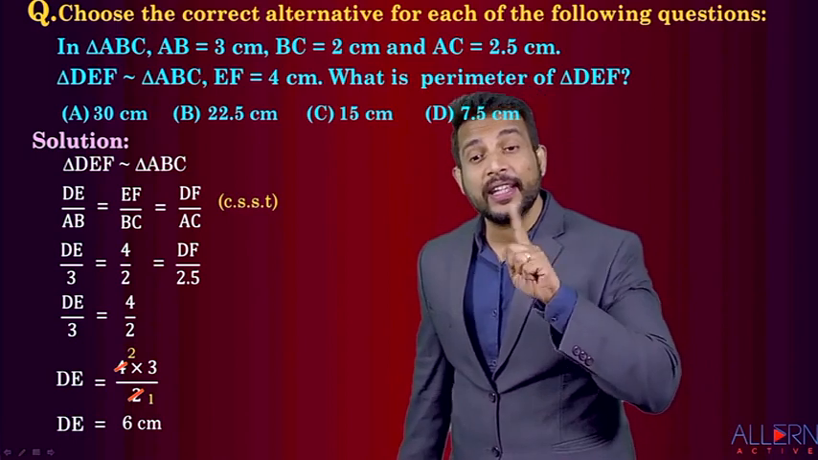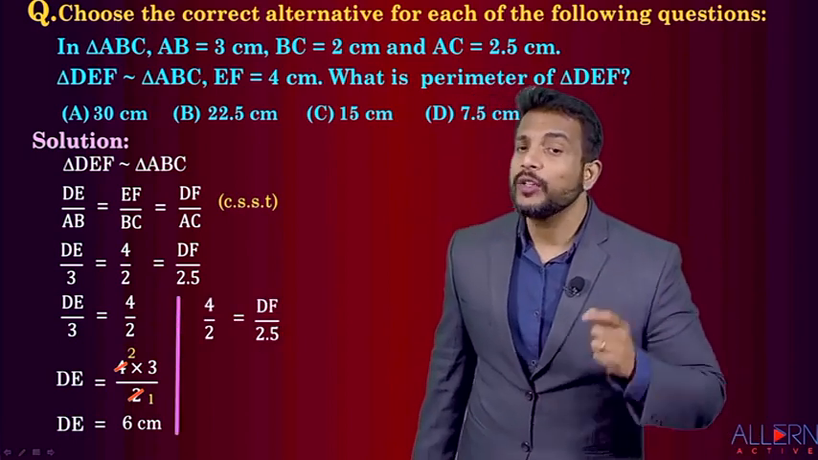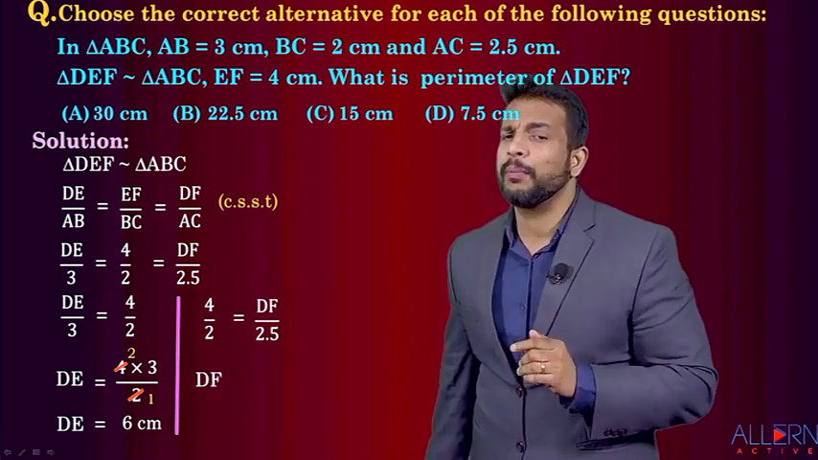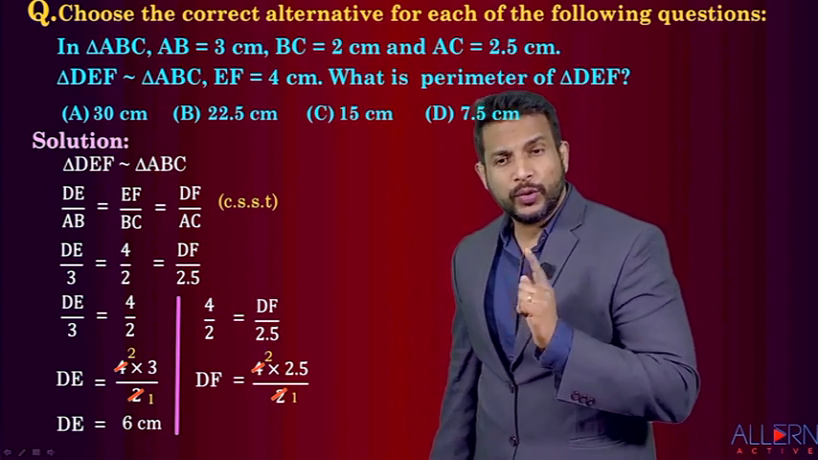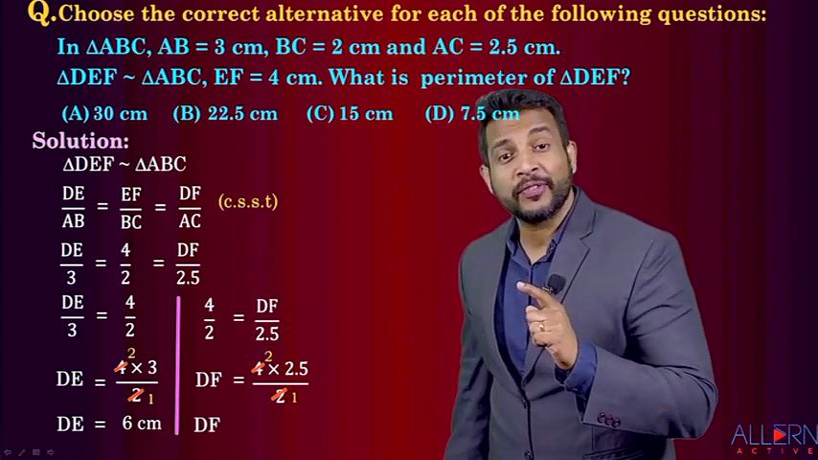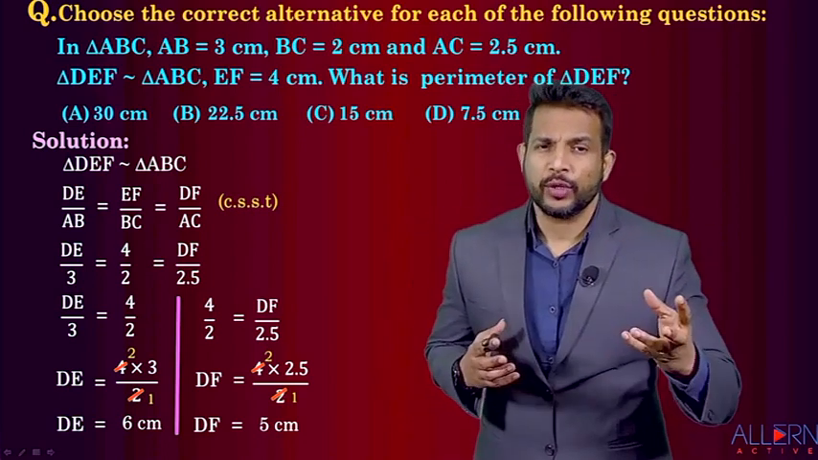Same way, we can take the second and the third ratio equal so that we get the value of DF. So now we keep DF on one side, all the numbers on the other side. So we get DF is equal to 4 into 2.5 upon 2. So 2 1s are 2, 2 2s are 4. 2 into 2.5 is 5 centimeter. We got all the three sides now. Right, one side was known, the remaining two.